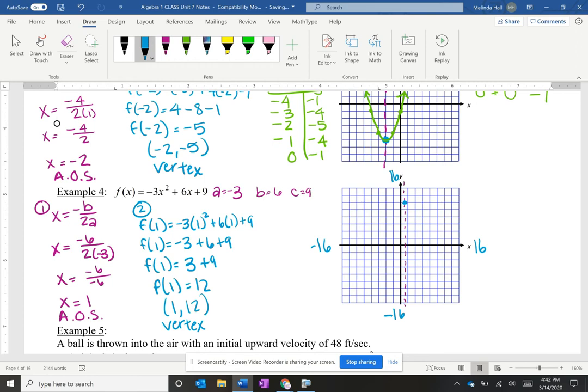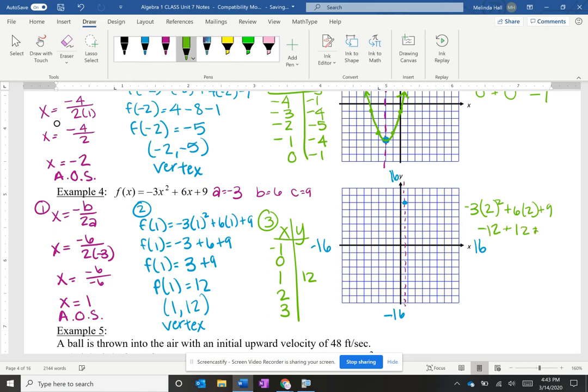Remember, it's negative, so it opens down. And so then if you think about our table of values, we are starting at 1, which means I can go to 2 and 3, and we have 0 and -1. So at 1, I know it's at 12. If I plug in 2, I end up with -3 times 2 squared plus 6 times 2 plus 9. And so 2 squared is 4. 4 times -3 is -12. And then 6 times 2 is +12 plus 9 gives me +9. And then doing the same when we plug in 3.